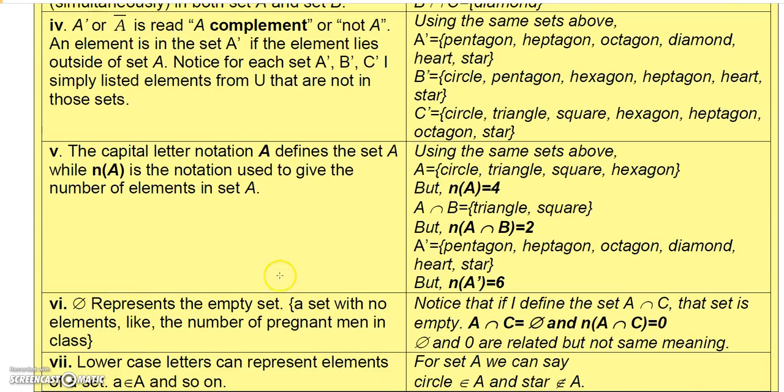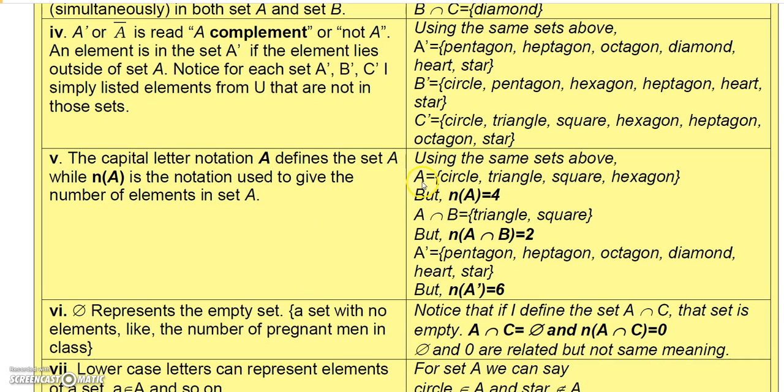And then remember, the capital letter A defines the set, but this notation with the little n of A is the notation to give the number of elements in the set. Since set A had circle, triangle, square, and hexagon, we know the number of elements in that set is 4. And since A intersect B had a triangle and square in it, we know the number of elements in that set is 2. And then going back to A prime, there were 6 elements in A prime, so we could say that the number of elements in A prime is 6.